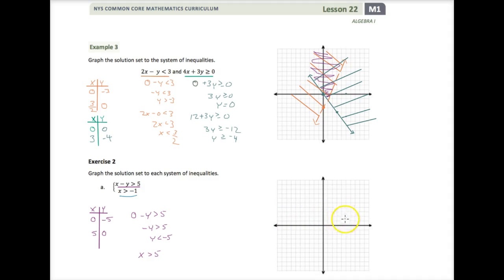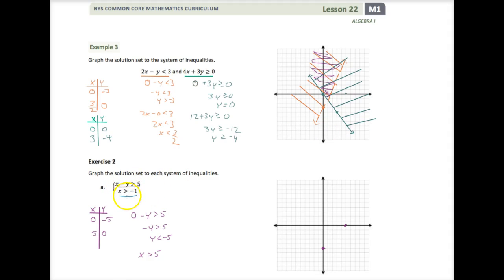Okay, well, this is one of the funner things we've had to graph. 0 and negative 5, that's right here, and 5, 0 is right here. We'll go ahead and put the dotted line in a minute. Now, the interesting thing is this next part of the question where it says x is greater than negative 1.